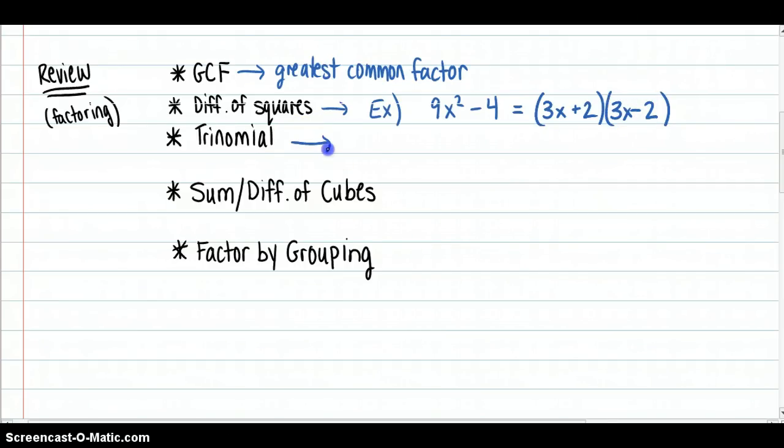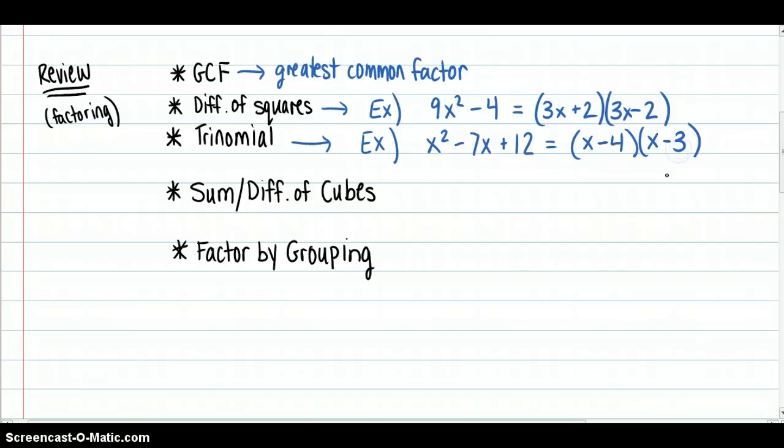Trinomial, when I say that, that just means 3 terms. So for example, something like this. 3 terms right there. We factor it in a similar fashion, at least to start. It'll be factored into 2 binomials. And then you can use guess and check. You can also recognize, in this case, it should add to your middle number and multiply to a times c. In this case, a is just 1, so it should multiply to 12. This should end up being x minus 4 and x minus 3.